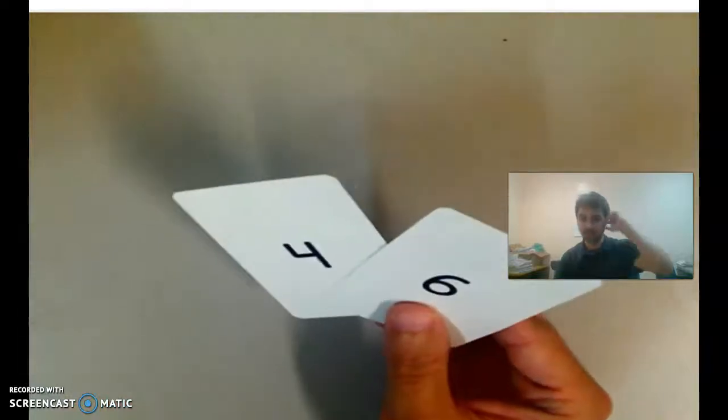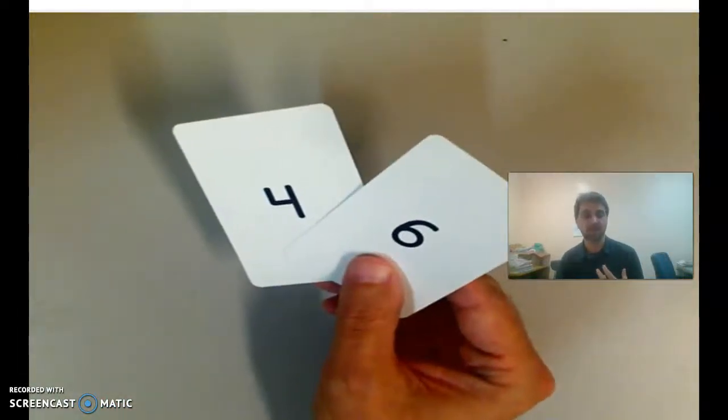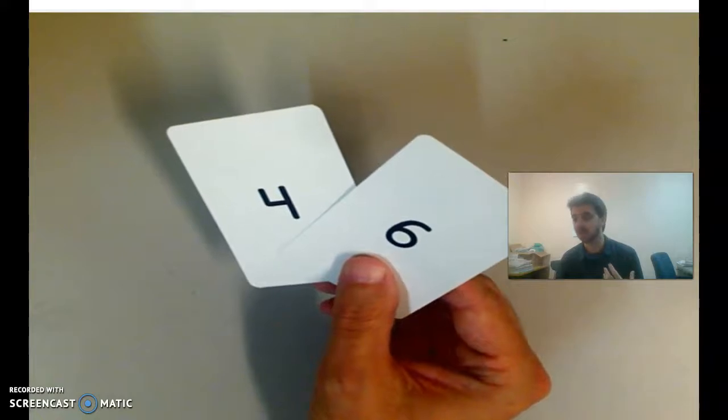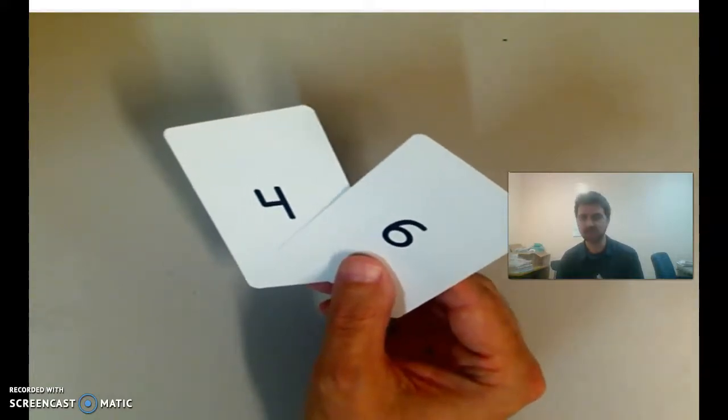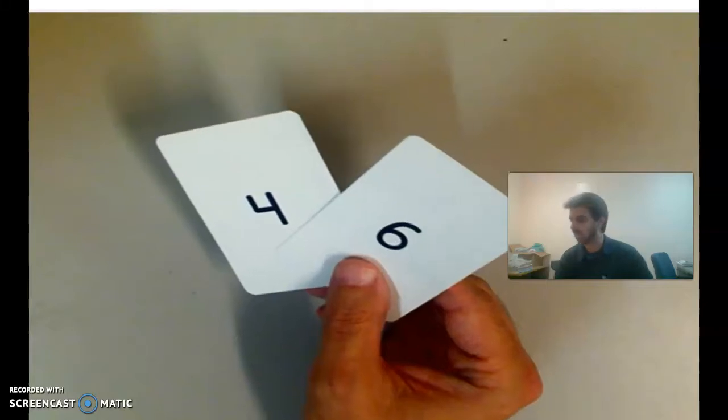So we've been doing this all week, right? We did it with dots. We did it with rekenrek counters. What else do we do? And now we're doing it with numbers. We've been doing it all week, and you guys are doing fantastic. Okay, so let's get into our lesson for today.